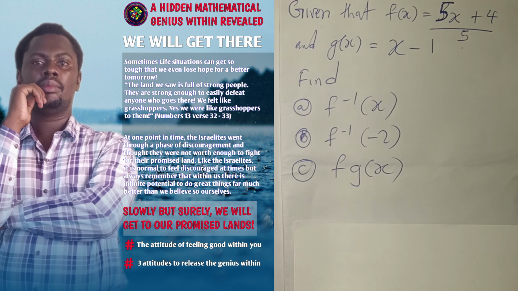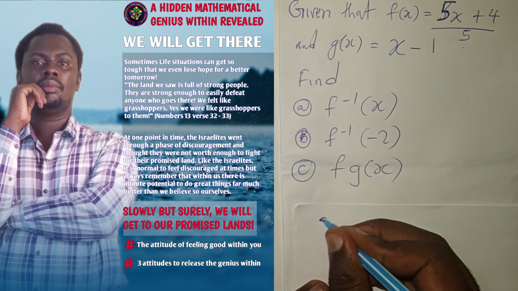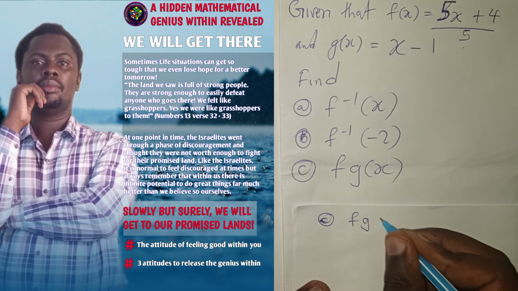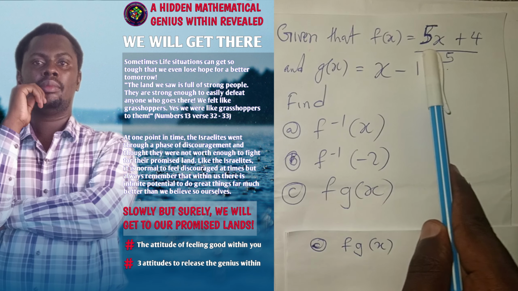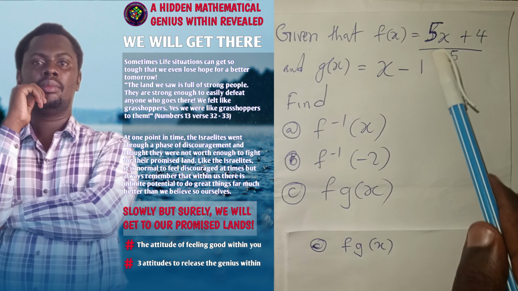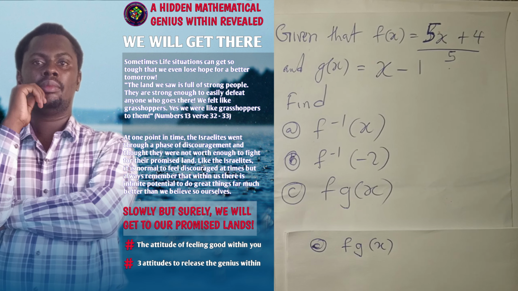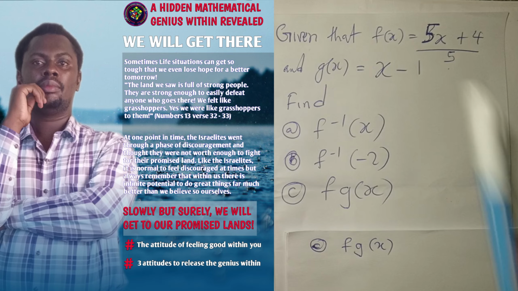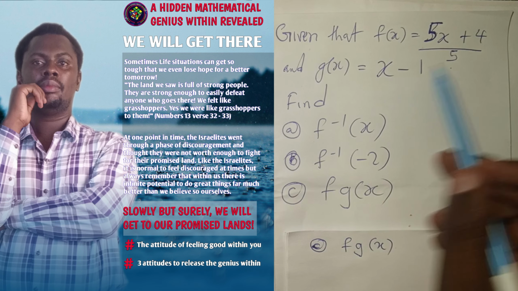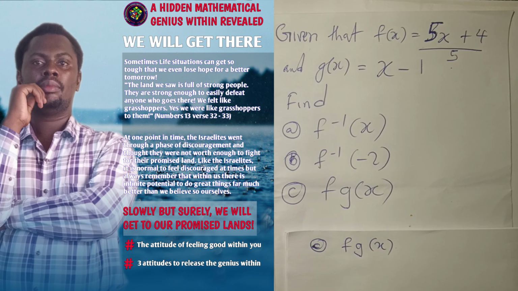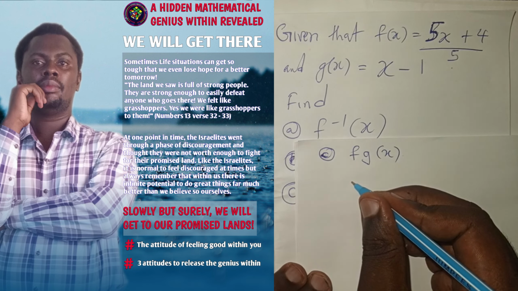We go to the last one, that is C, we have fg of x. This one is a composite function. In f of x, you put g of x. Our f of x is (5x plus 4) over 5, and our g of x is x minus 1. So fg of x: where there is x in f of x, you put g of x.